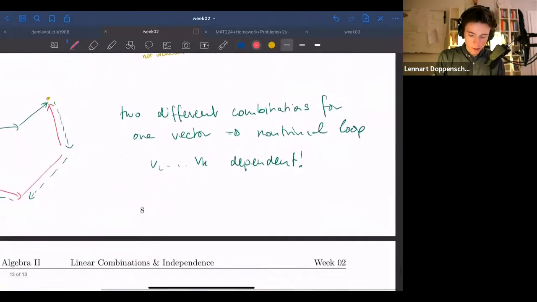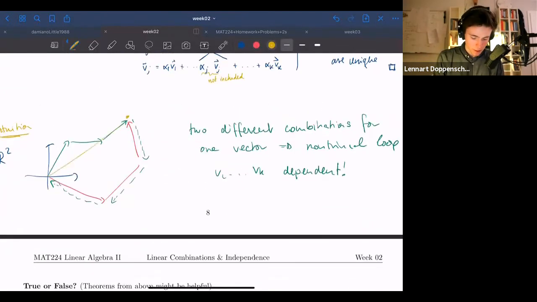And for the contrapositive, what we did was we used this vector directly. So we used this vector, which was a combination for itself, and then also some other combination not involving the vector itself.